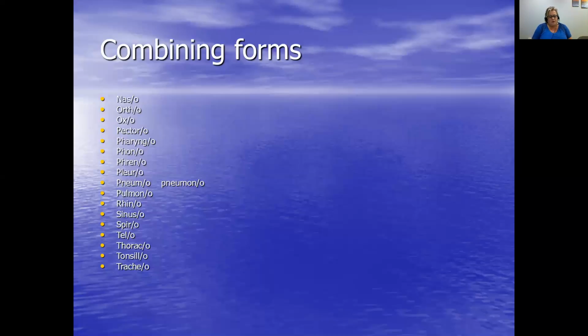Dyspnea is the next word, and that means difficulty breathing, difficult or abnormal breathing. Hyperpnea, hyper meaning excessive breathing, is an increase in the depth of breathing, where if somebody gets emotionally upset and starts to breathe really, really deep, you think they're going to hyperventilate, that's because of hyperpnea. Tachypnea has to do with the rate, or how fast they're breathing.